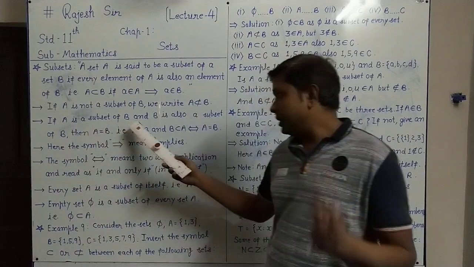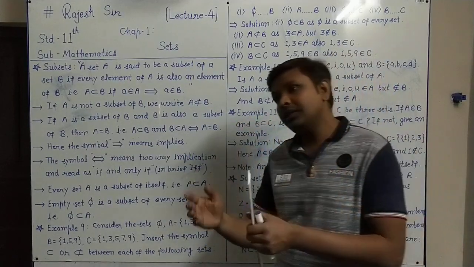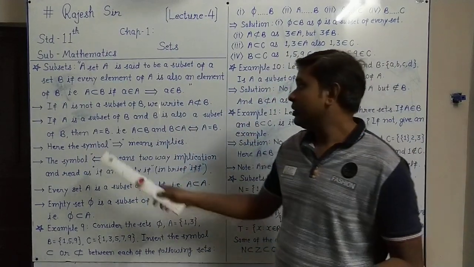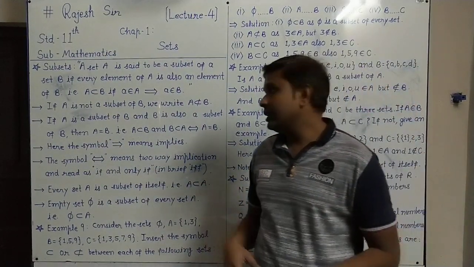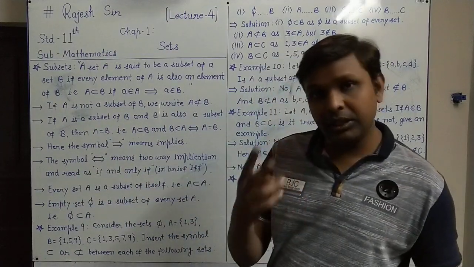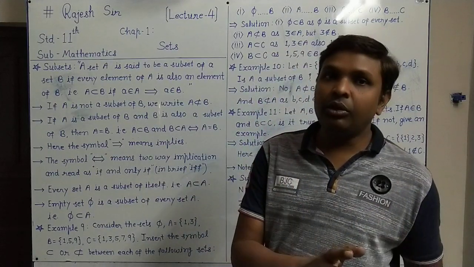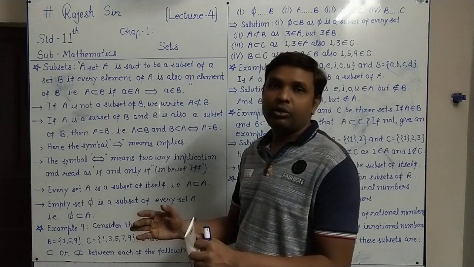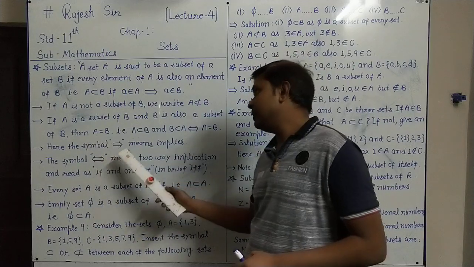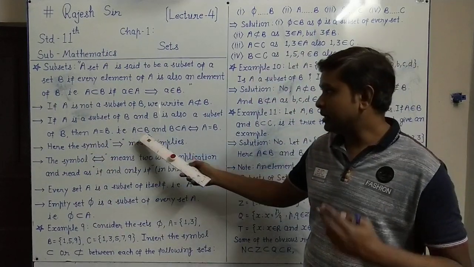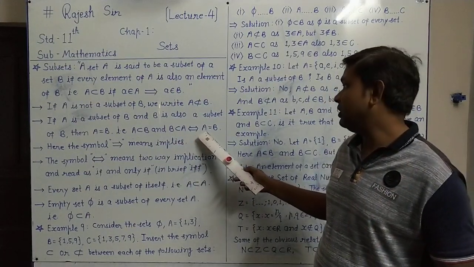If A is a subset of B and B is also a subset of A, then we say A equals B. A equals B means equal sets. If two sets are equal, exactly the same elements are there in both sets. So one set's elements will all be in the other, and the other's in the first. Symbolically: A ⊂ B and B ⊂ A, that is double implies or two-way implication, A = B.